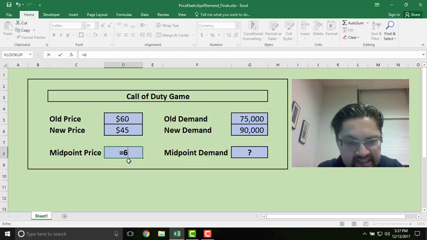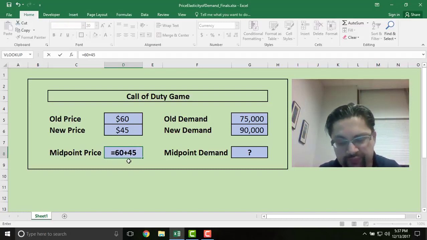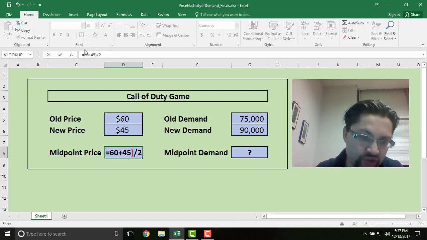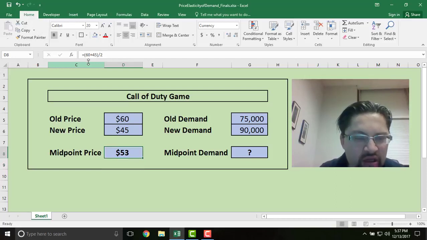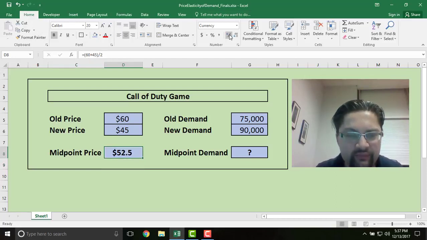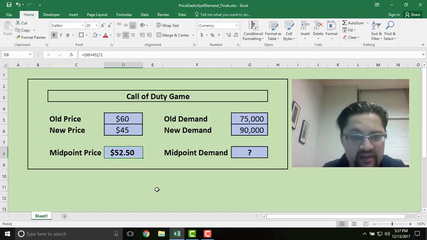You would take the 60 plus 45, and then you would divide that by 2. So parentheses around that, divide that by 2, we get $53. Now we just want to make sure that it's accurate, so I get $52.50. That's important.